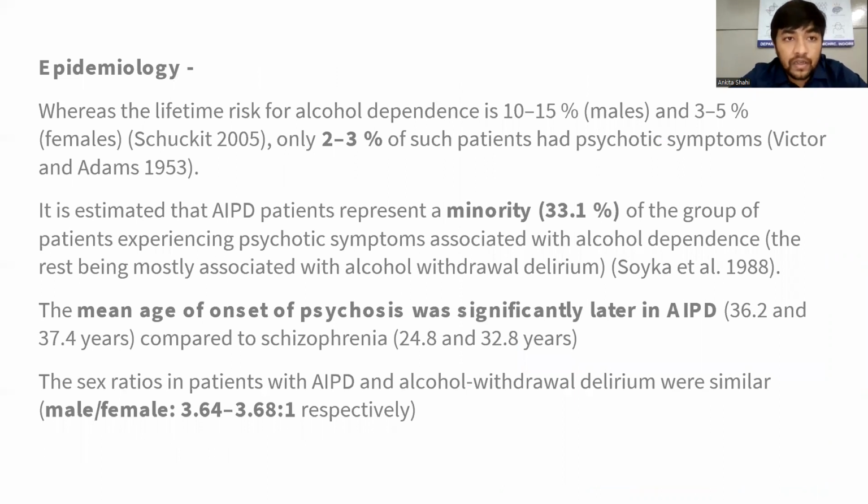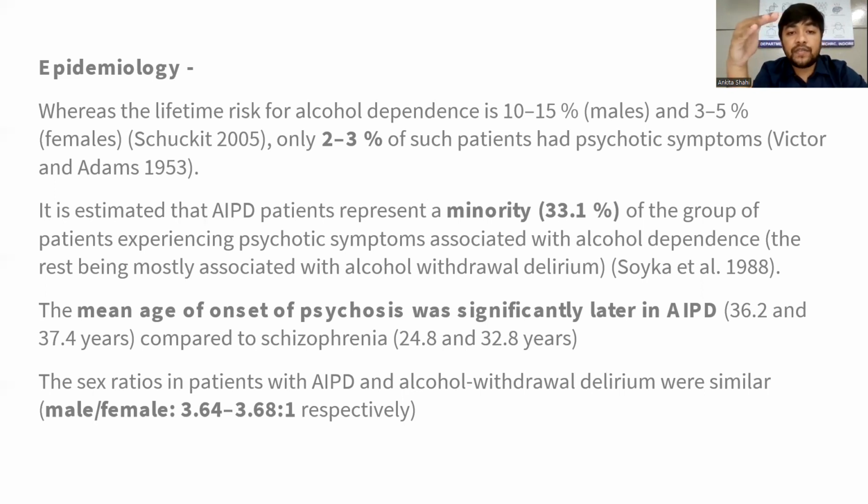Now coming to the epidemiology. The lifetime risk for alcohol dependence is 10 to 15% in males, so it is a relatively high number. It is 3 to 5% in females, and only 2 to 3% of such patients end up having psychotic symptoms. It is estimated that AIPD patients, that is, alcohol-induced psychotic disorder patients, represent a minority, that is 33.1% of the group of patients experiencing psychotic symptoms associated with alcohol dependence. So most of them are associated with delirium. Here again, you need to keep in mind that delirium is the far more common entity, and it also causes symptoms that seem like psychotic symptoms. So as a clinician, you need to keep that in mind.